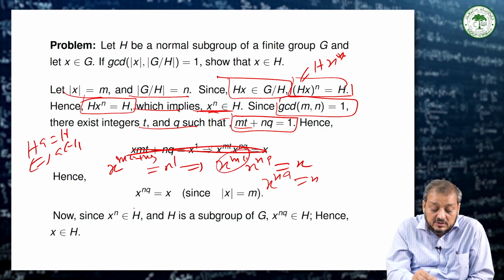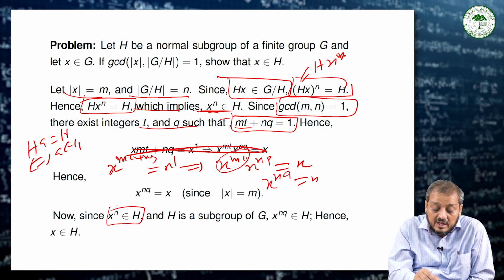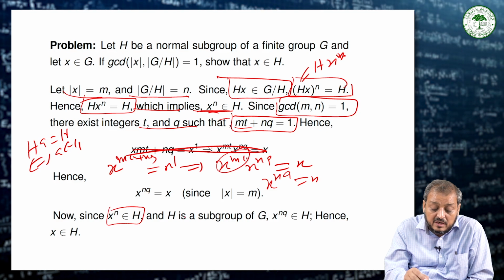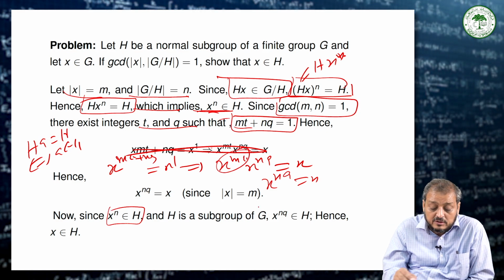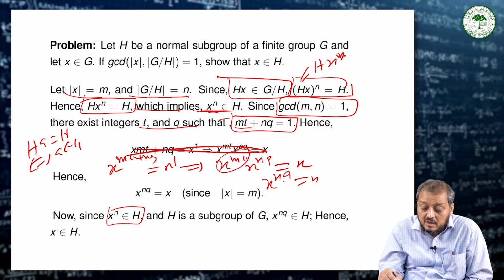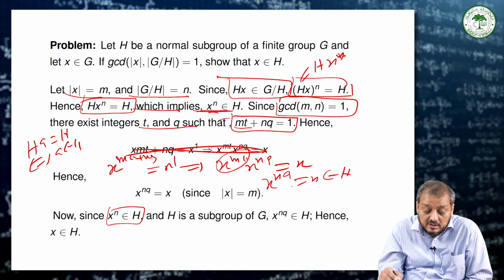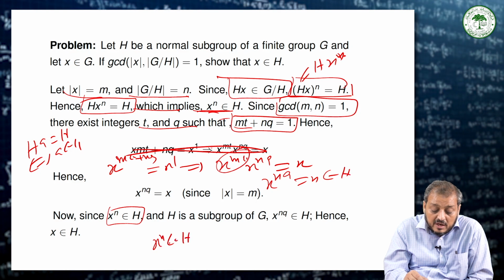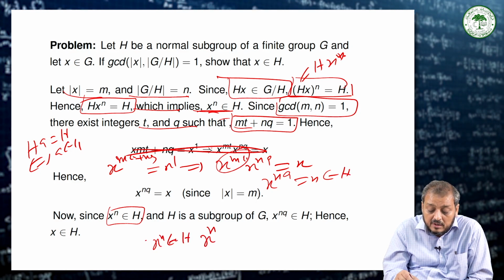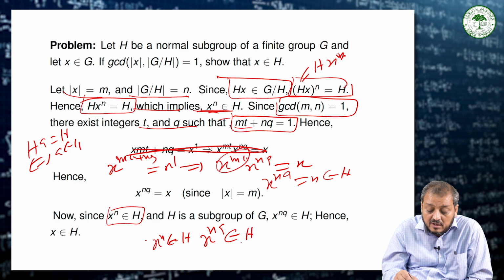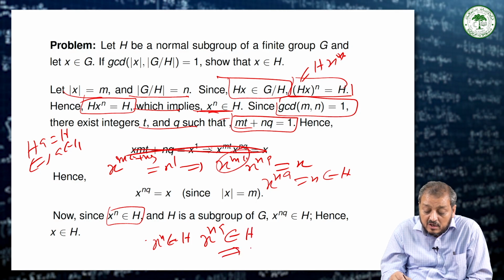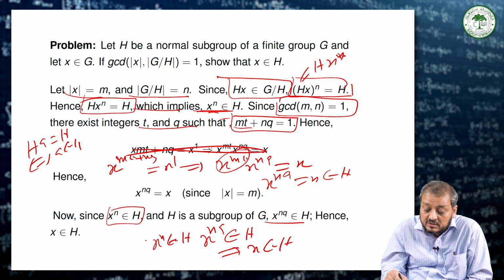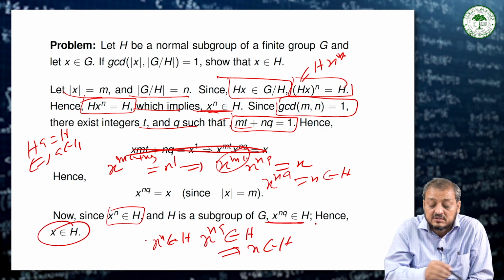Now since x^n is an element of H, and H is a subgroup, x^(nq) is also an element of H, and this is equal to x. So x is an element of H, and hence x is an element of H.